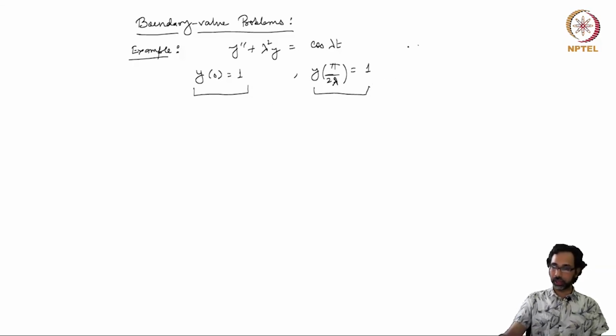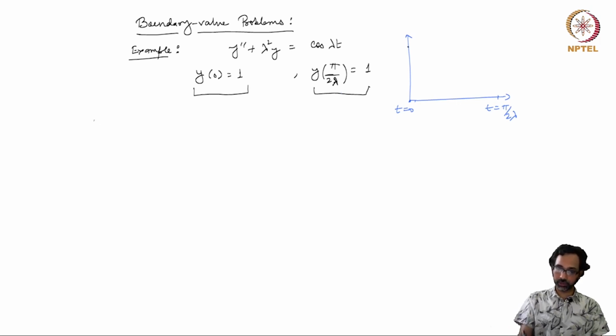So we can think of the solution as limited between t equal to 0 and t equal to pi over 2 lambda, and so these are boundary values for the function y. These values are given so that we can find out the constants that appear when we try to solve the differential equation using Laplace transforms. So let's try to solve this.